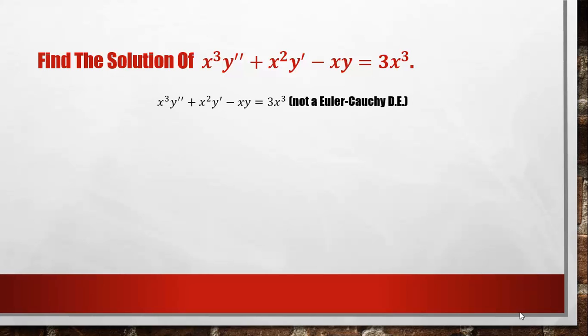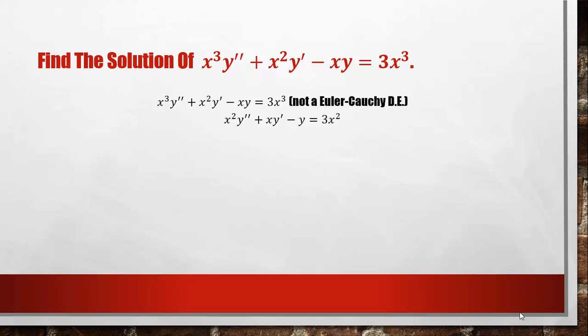First, x cubed y double prime plus x squared y prime minus xy is equal to 3x cubed is not yet an Euler-Cauchy differential equation. To turn it into one, we must multiply the function by 1 over x. So the function now becomes x squared y double prime plus xy prime minus y is equal to 3x squared.